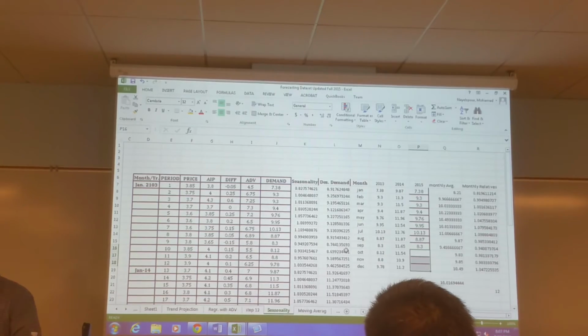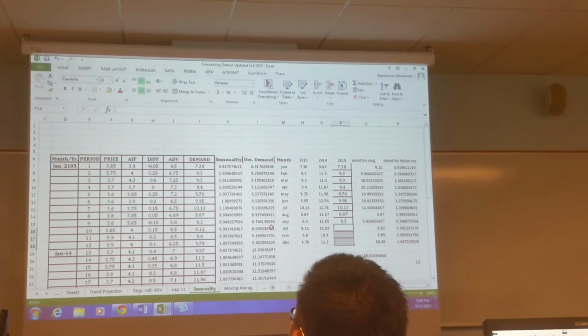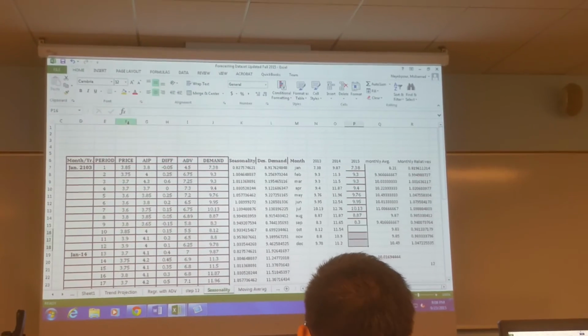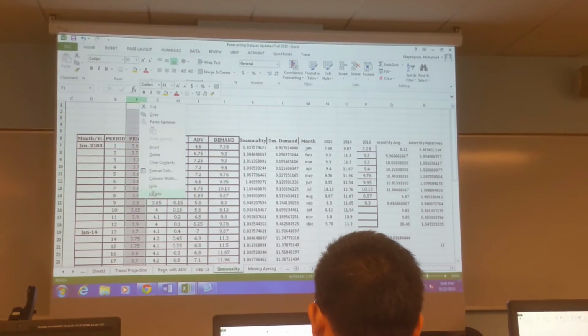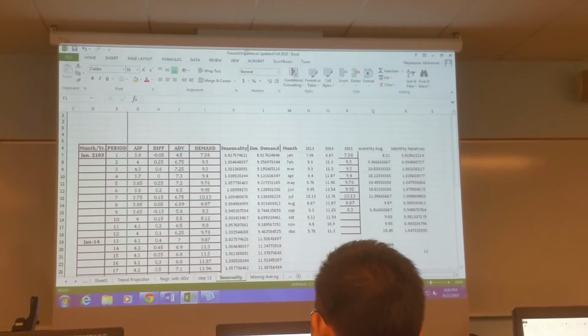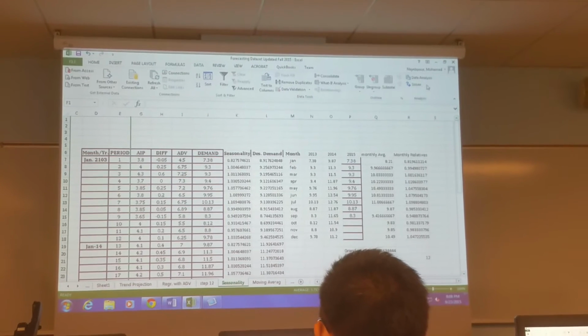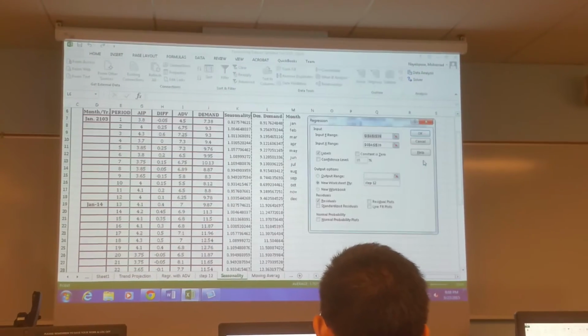So I don't need the period, AIP, different advertising. I don't need the price, right? No. Let's see if I hide it, whether it works or not. So let's do data analysis, regression.